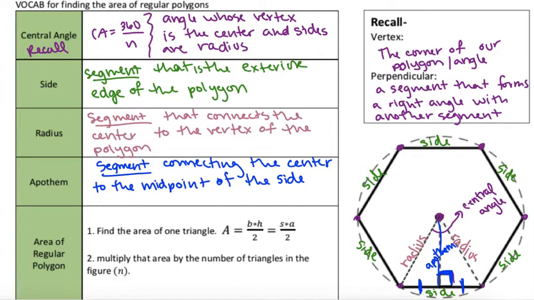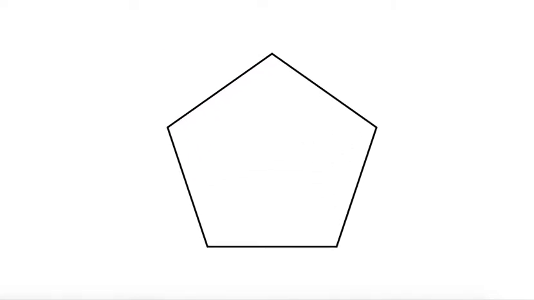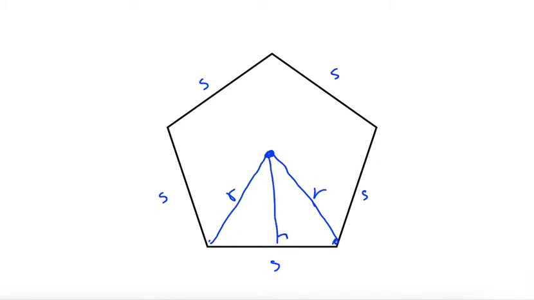All of these parts are on a hexagon, but I could put these same parts on any of the figures. If I wanted to do this for a pentagon, I would have a side here, a side here, a side here. I could draw in all the radii. Here would be my central angle that goes radius to radius, and straight down here would be an apothem.